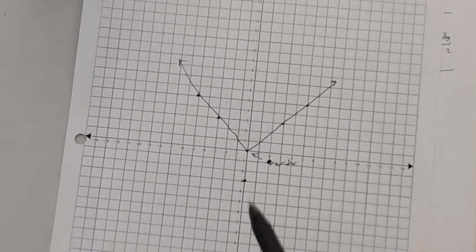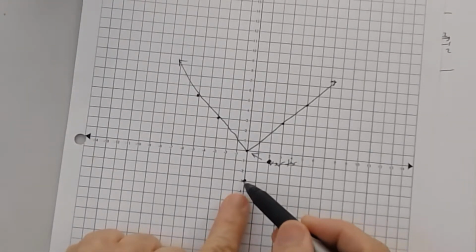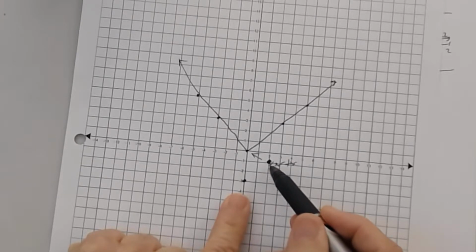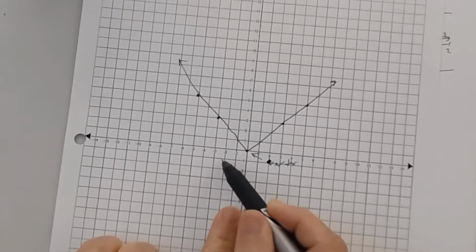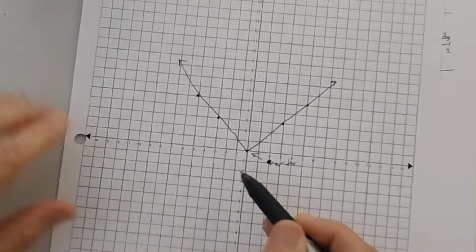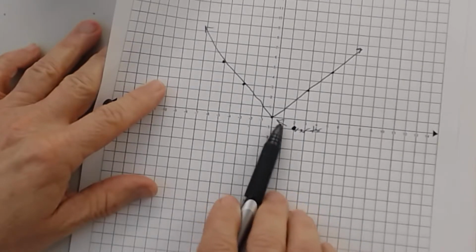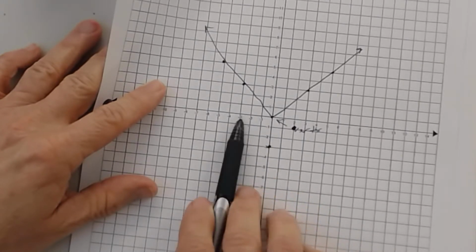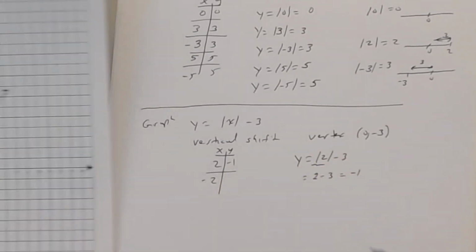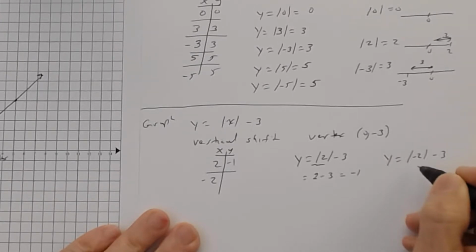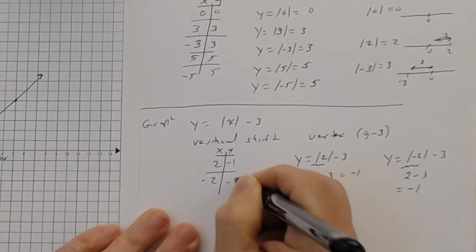All right, now think about what we just did. I went from the vertex 2 units to the right, correct? What was my y value? Negative 1. So I'm going to go 2 units to the left, and my y value better be negative 1. So if x is negative 2, let's see what we get. Watch. I get y equals absolute value of negative 2, subtract 3. What's the absolute value of negative 2? And what's 2 subtract 3? Negative 1. So you see you get the same y value.